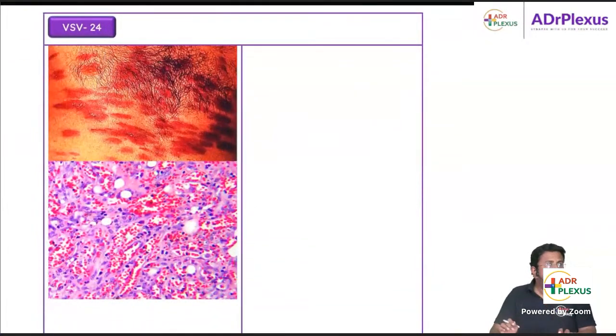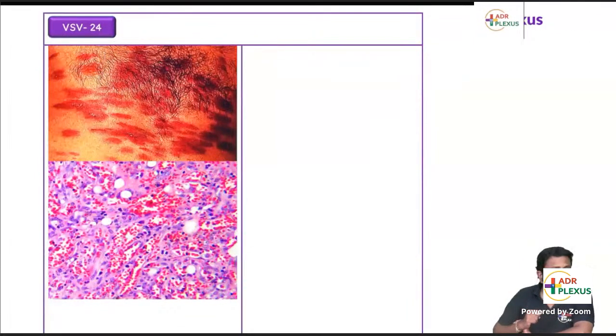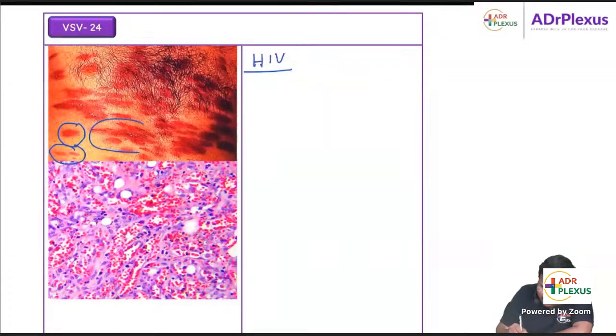Now, if I say a single word with this image, HIV, if I give you a history of an HIV patient, you can see these reddish patches. All of you made the diagnosis that this is a case of Kaposi sarcoma.